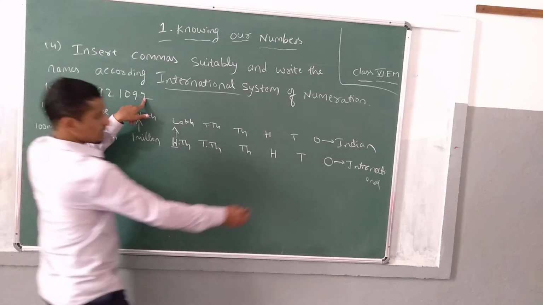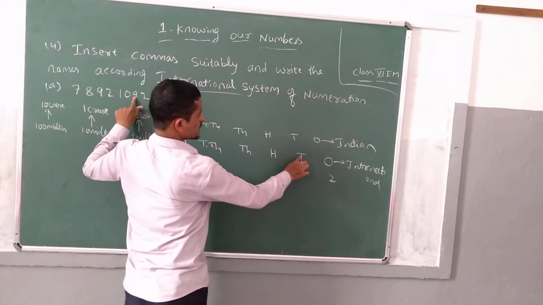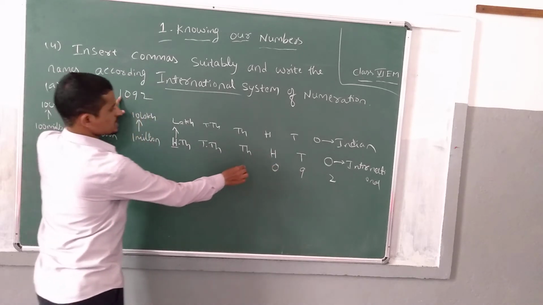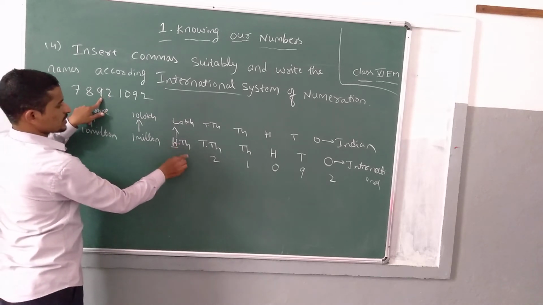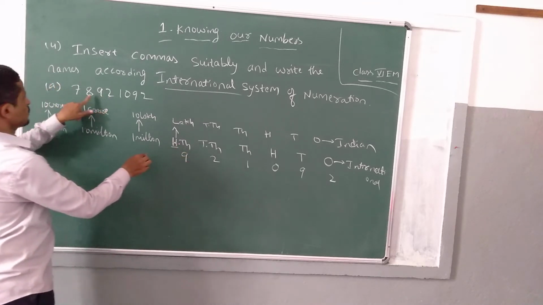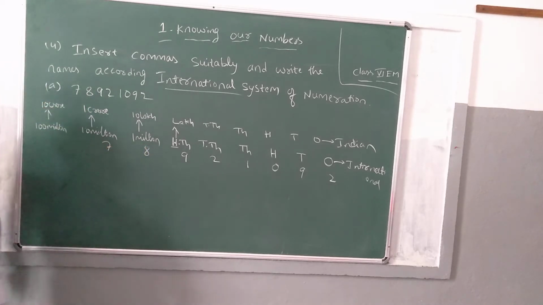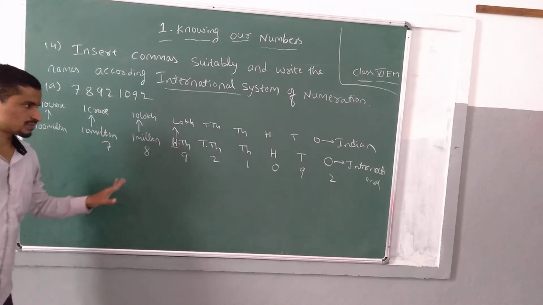Okay. Now I will write the numbers. So this 2 is at 1's place. Next 9 is at 10's place. 0 is at 100's place. So 1 is at 1000 place. 2 is at 10,000 place. 9 is at 100,000 place. So 8 is at million. So 7 is at 10 million. Okay. I will read out this one.